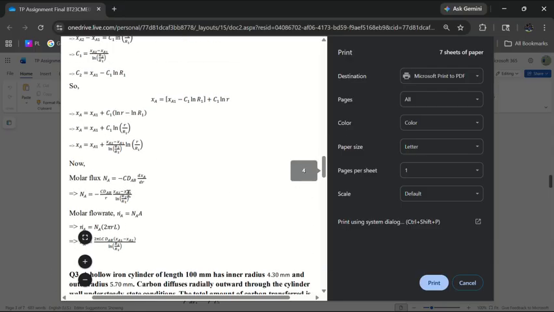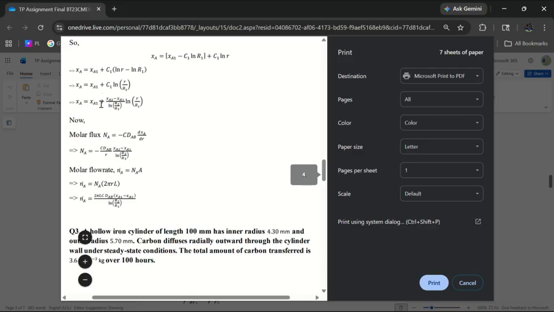And now in this we input the value of XA in dXA by dR. So we basically differentiate this with respect to R. Now this becomes 0, and then this becomes minus C DAB by R, and so on.